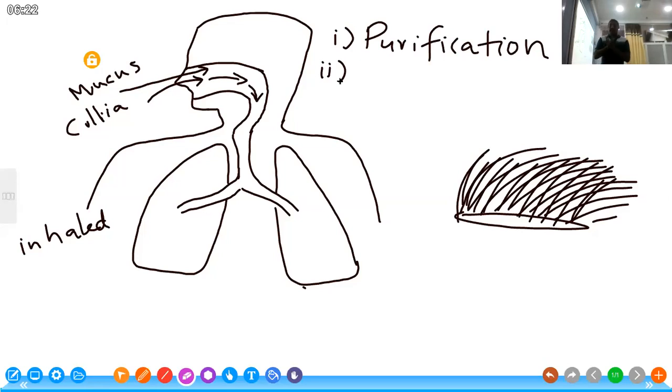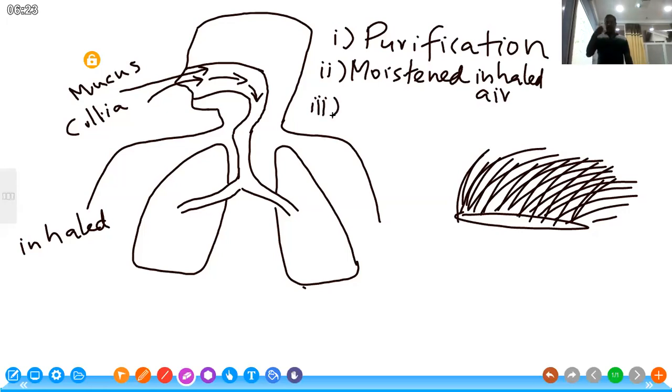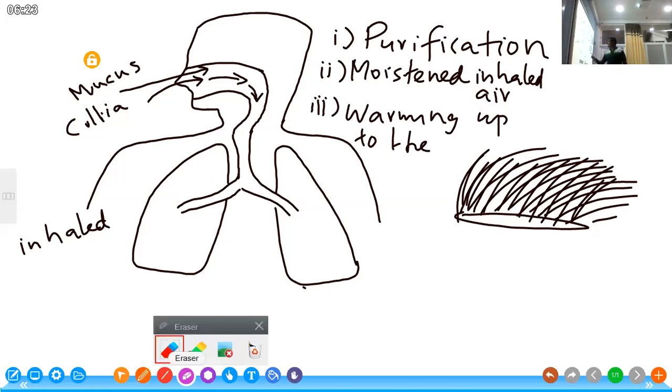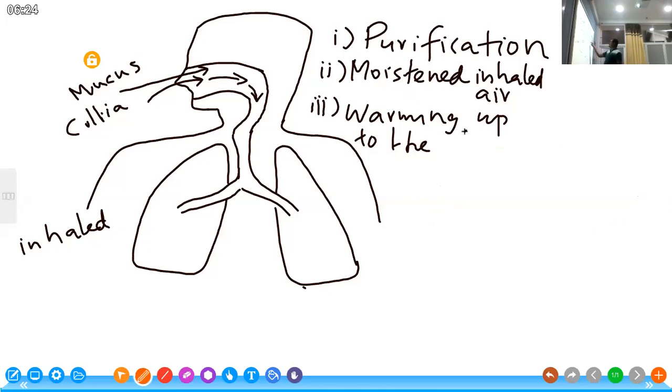Another change is that the inhaled air is moistened. Third one, the inhaled air is warmed up to the body temperature. So these are the three changes that occur in the inhaled air in the nasal cavity. That is the answer for the next question. Purification is one of them. Moistened inhaled air is another one. Warming up to the body temperature is third.